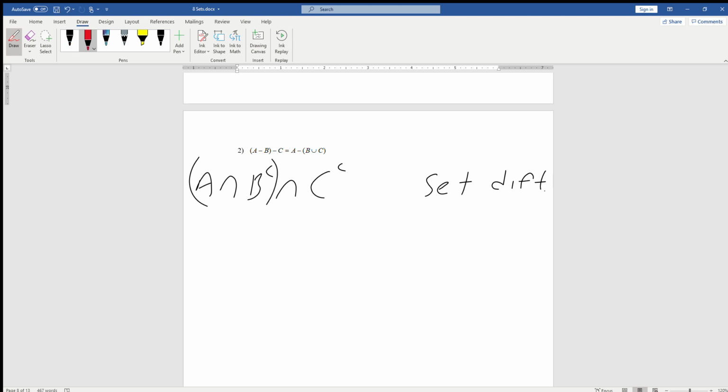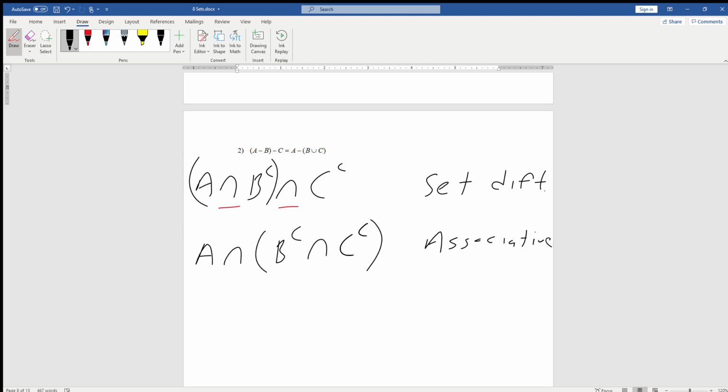Noticing that both of the operators are the same, this time we can use the associative law, whereas in the previous example we had to utilize the distributive property. So we're going to rewrite this as A intersect (B complement intersect C complement). That's just our associative law.